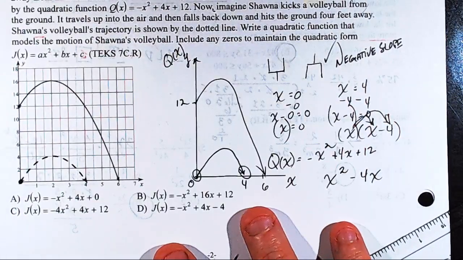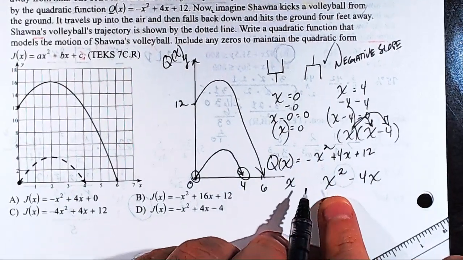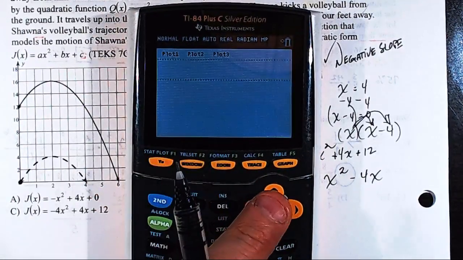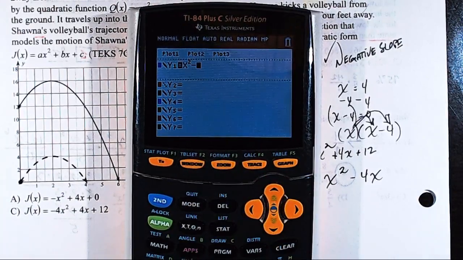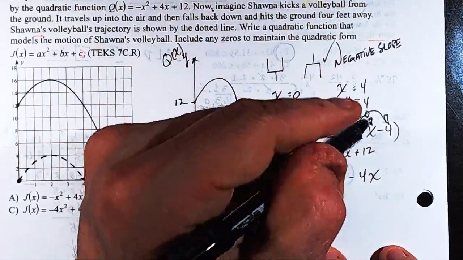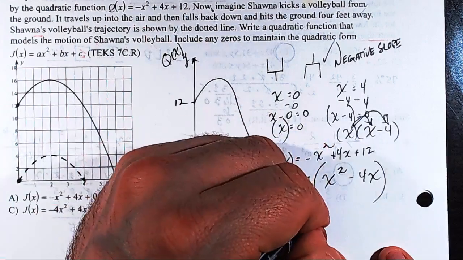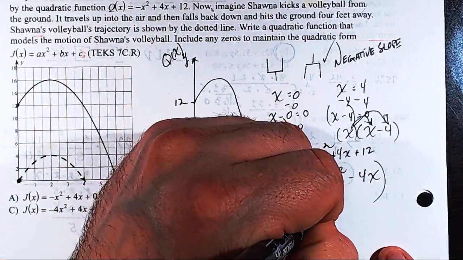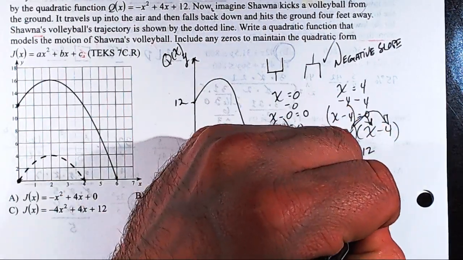Only problem with that is that I'm missing the negative number. Okay, because right now this is a positive slope. Look at this graph right here. Let me clear this guy. This is x squared minus 4x. Graphed, it's going to be upward sloping. See? So that's not right. I want it to be downward sloping. So I need to multiply the entire thing by negative 1. So I've got negative 1x squared, which is negative x squared. And then negative 1 times negative 4x is plus 4x.